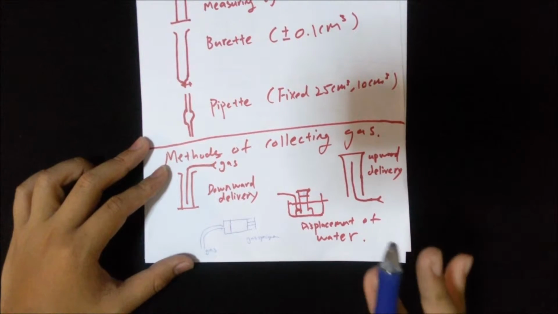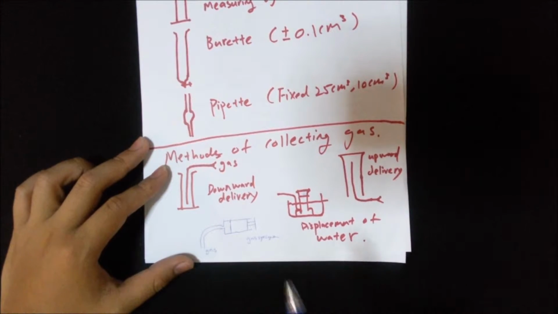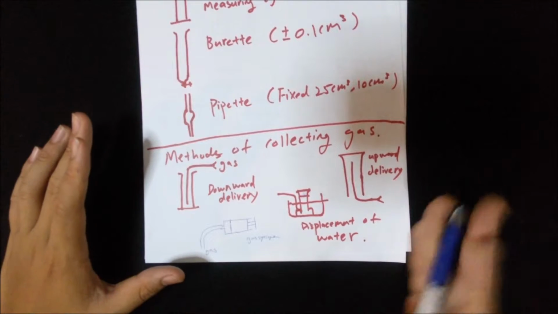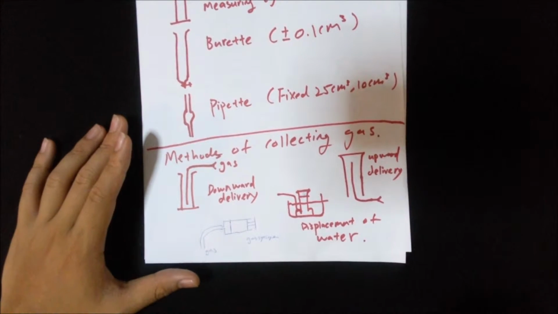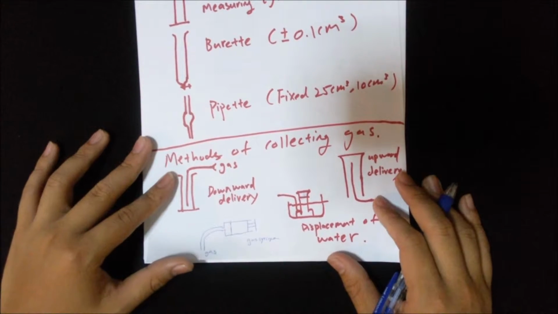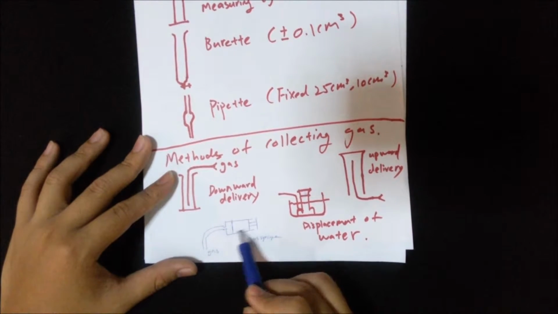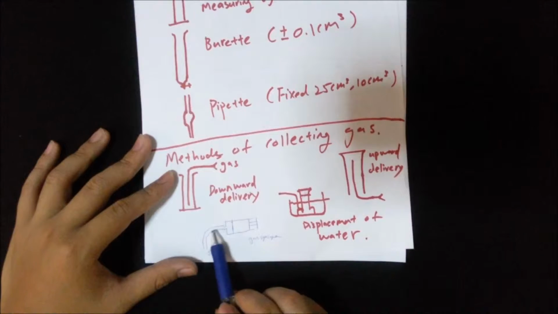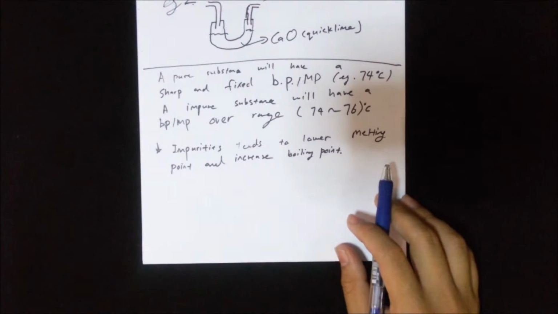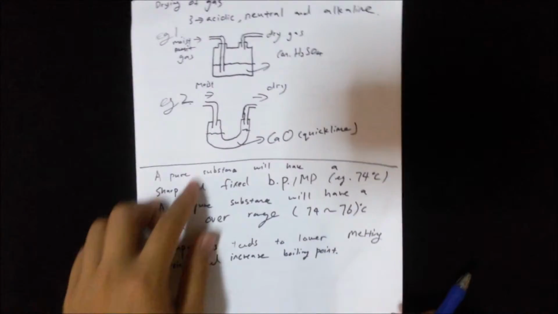For universal collection of gas, I would advise that you write using a gas syringe. It's the best and easiest way, if the question does not specifically say which methods you can use to collect that specific gas. So basically you connect the gas supply to this gas syringe, and once the gas comes in, it will push this back. Next we will move on to the drying of gases.